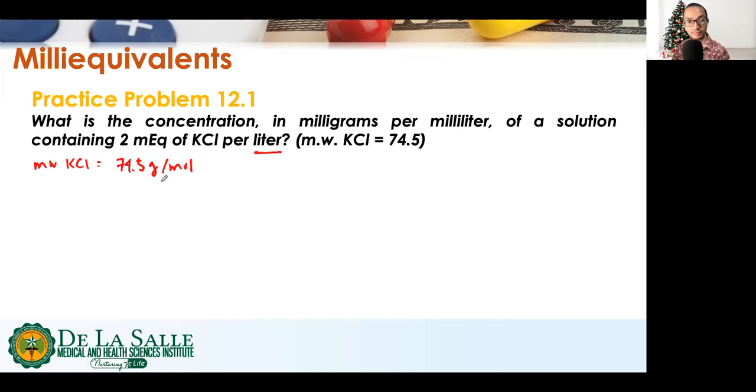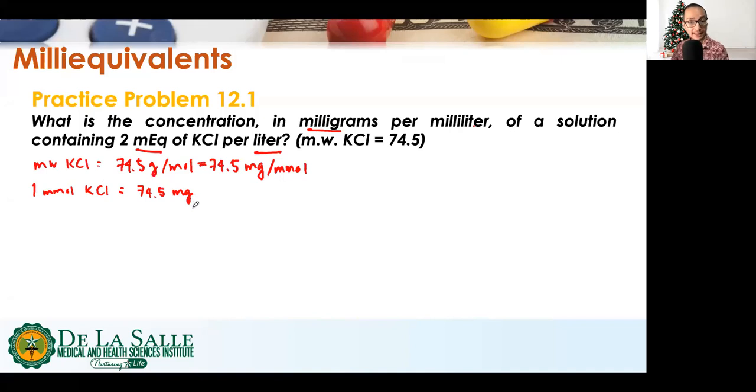So remember that the unit of molecular weight is grams per mole. However, this is the same as 74.5 milligrams per millimole. Okay. Now, because we want to determine the number of milligrams, okay, per milliliter, okay, it is very useful to convert the molecular weight to milligrams per millimole. So this means that 1 millimole of potassium chloride weighs 74.5 milligrams. Okay? 1 millimole of potassium chloride weighs 74.5 milligrams.